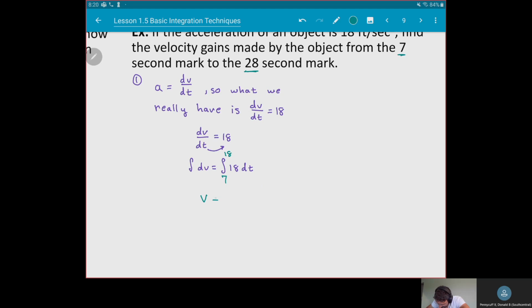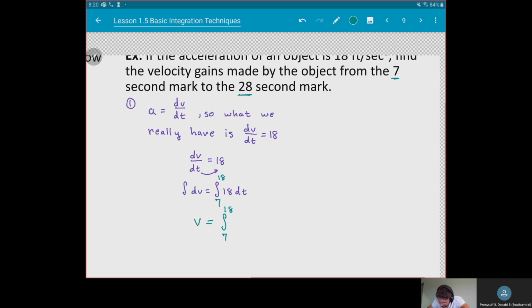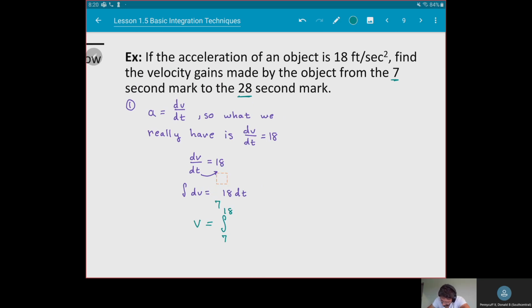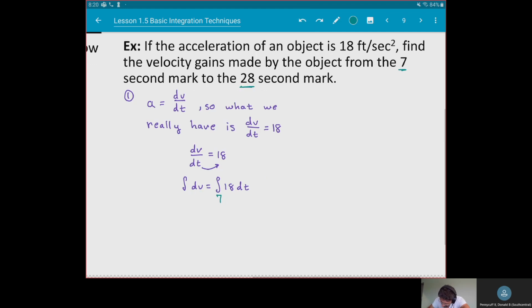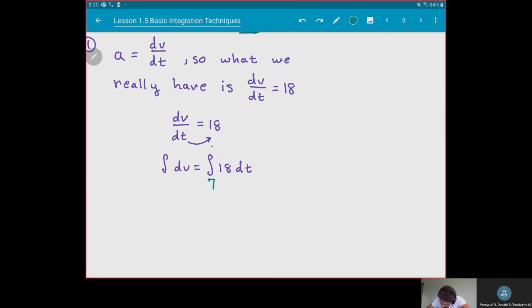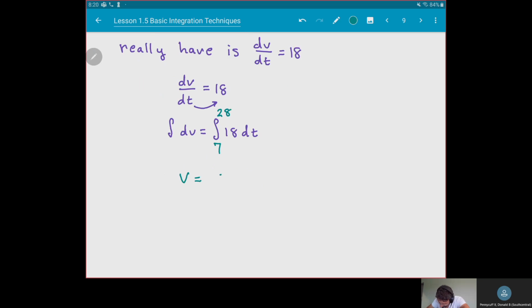So v is equal to the integral of 7 to 18. I'm sorry, not 18, 28. I am just having a horrible time with this problem. That's at 28 right there. And so v is equal to the integral from 7 to 28 of 18 dt. Type this in my calculator.